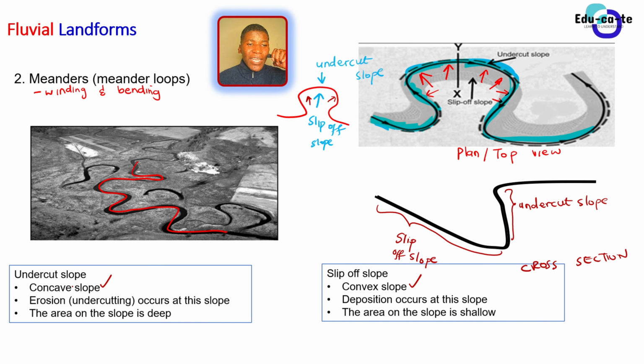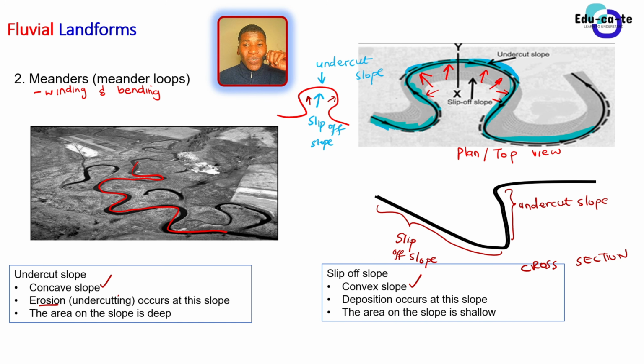And then now at the undercut slope, there's a lot of erosion, and that erosion is known as undercutting. So at the undercut slope, there's a lot of undercutting. It means that here the materials, the sand or the sediments and everything that is making up this area, are eroded away. Basically, the slope is eroded away because there is erosion occurring.